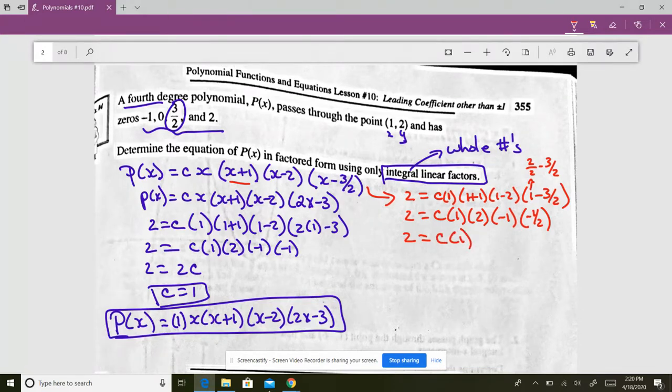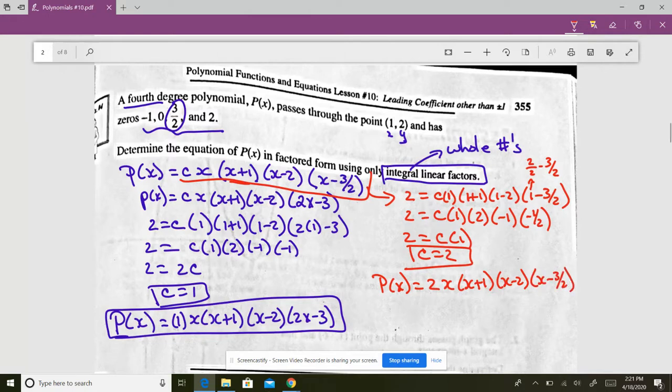Look at that. So essentially I get c is equal to 2. You're like, okay, Bolden, that's not the same. But if you write it out, put that in. Remember, we're using this one here. x plus 1, x minus 2, x minus 3 halves.